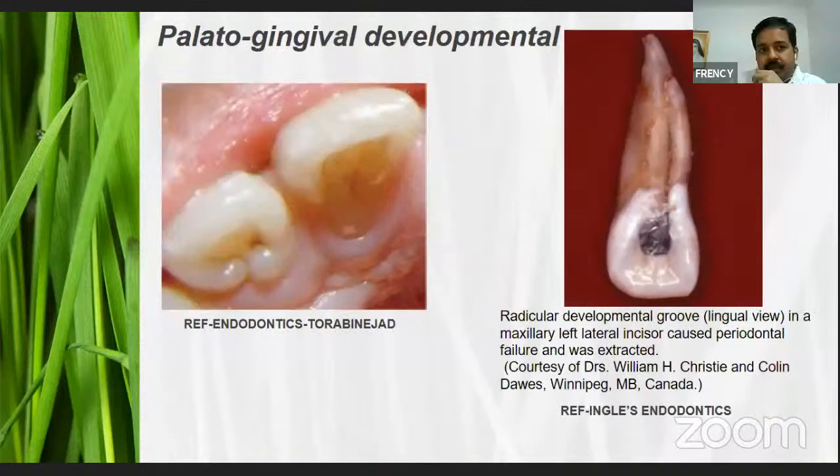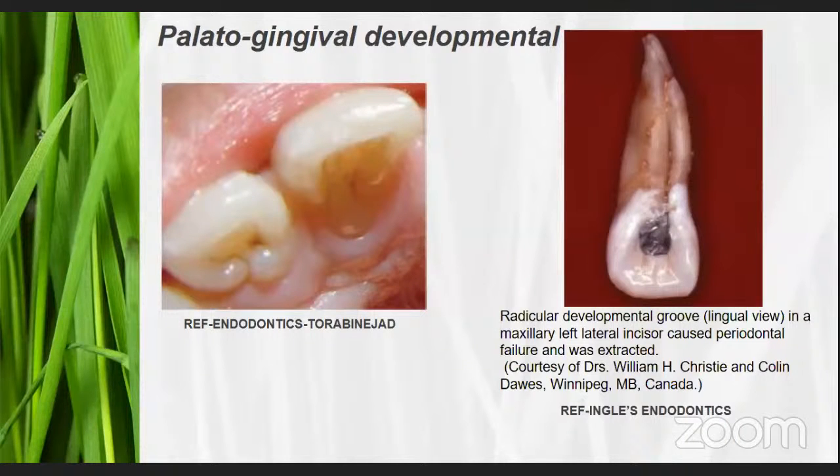Then another important finding is the palatogingival developmental groove. It is usually seen in maxillary lateral incisors. Usually in the palatal aspect, you can see a groove that runs from the coronal part into the radicular part.